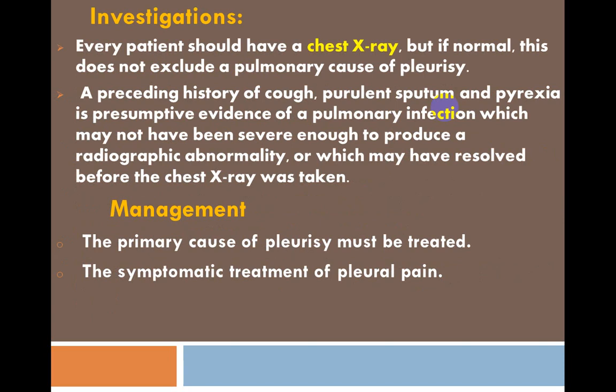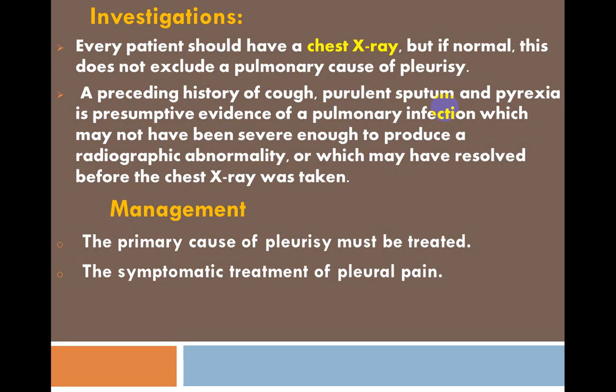What are the investigations done for a patient presenting with pleurisy? The most common investigation done is chest X-ray. But if normal, this does not exclude a pulmonary cause of pleurisy. A preceding history of cough, purulent sputum, and pyrexia is presumptive evidence of pulmonary infection, which may not have been severe enough to produce a radiographic abnormality, or which may have resolved before the chest X-ray was taken.